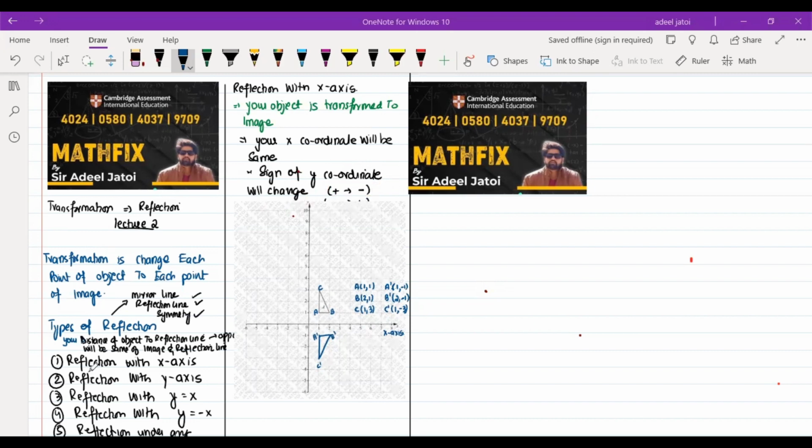But remember, we can directly use the graphical method as well. The distance of the object from the reflection line will be the same as the distance of the image from the reflection line, but in the opposite direction.